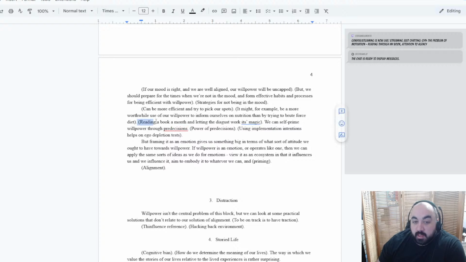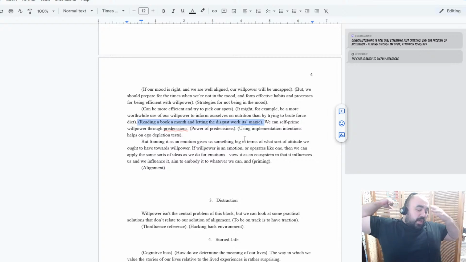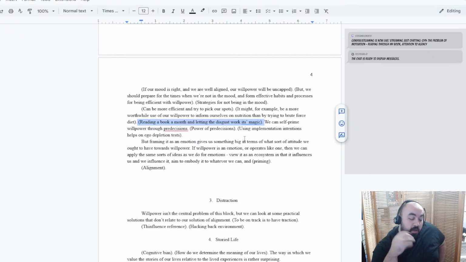Reading a book a month and letting the disgust work its magic. The idea being that when you read a book that villainizes most diets or dieting fads, dieting books villainize a particular thing, whether it's fats or animal products or sugars or whatever it is, and go pretty far out of their way to do it, that thing might produce a little bit of a disgust response for you. It can be easier to read a book, which is only like 10 hours, than to use all the willpower you have to resist eating particular things.